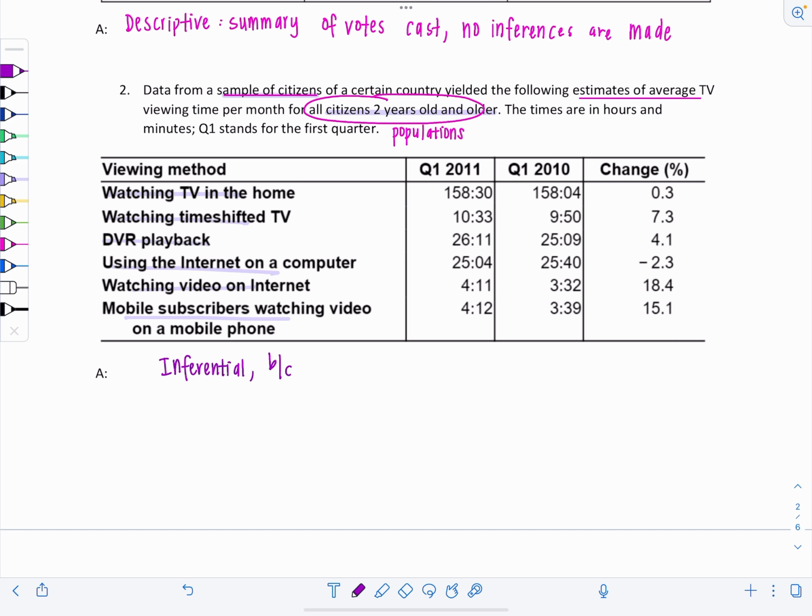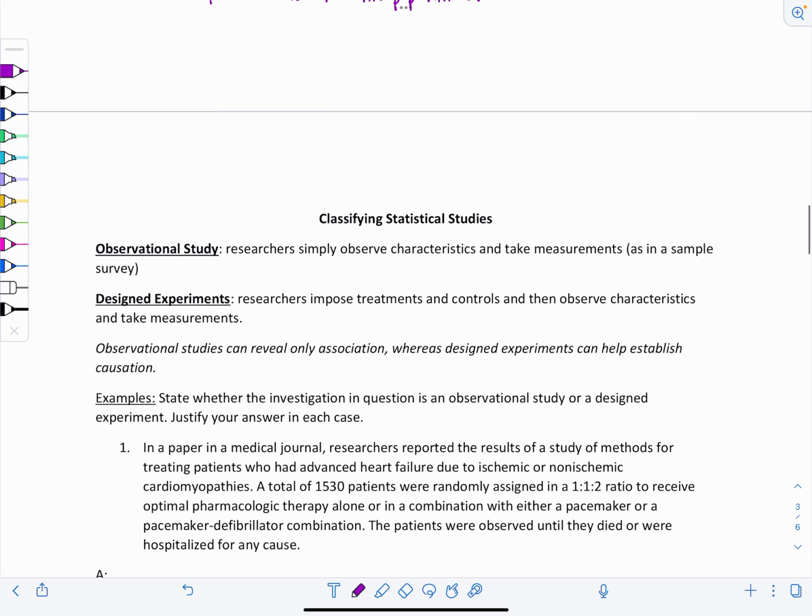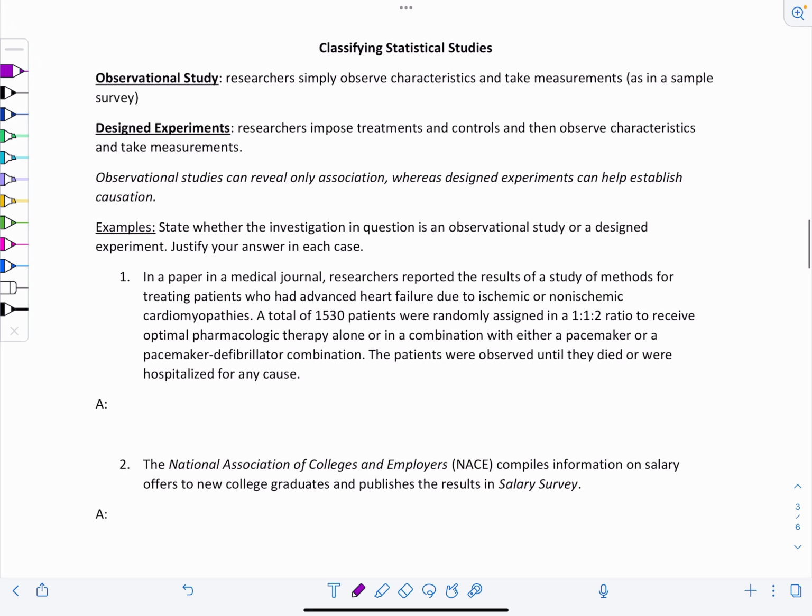Why? Because the statistics are used to make an inference or a generalization about the population. Good. So hopefully that helps solidify the difference just so you can identify it while you're coming across various examples of statistics. Okay, that's the end of section 1.1, discussing the two major branches of statistics.